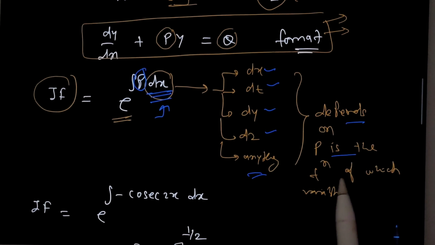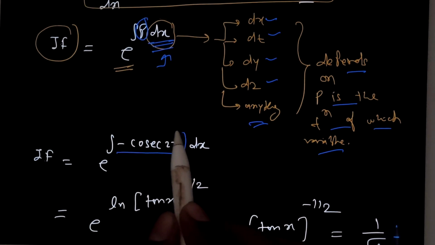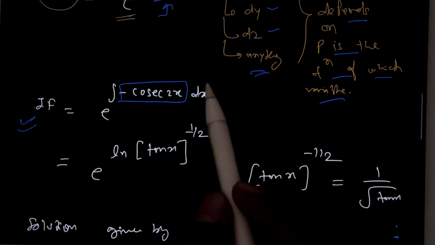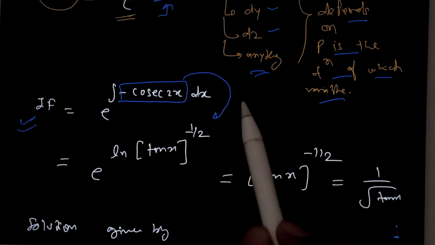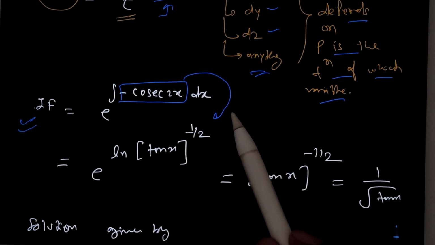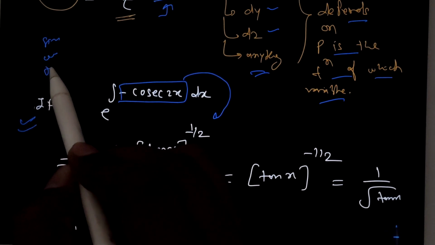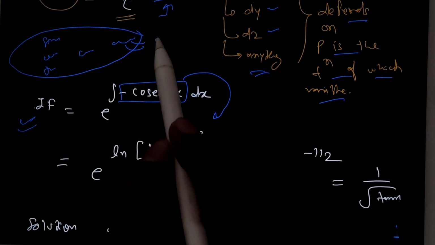So P depends on which variable? Currently my P is minus cosec 2x. So for the integrating factor, integration you should be very comfortable. This is basic class integration. When you start learning integration, at that time itself you learn how to differentiate sin x, cos x, tan x, cosec x, sec x, their differentiation and their integration also.